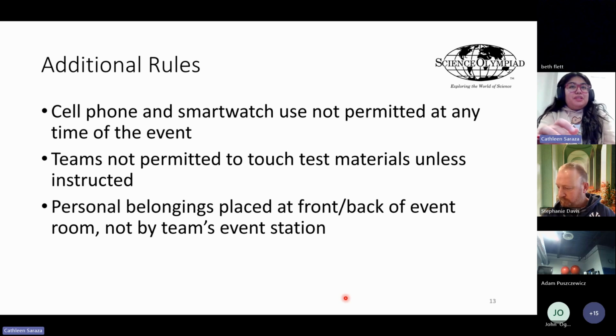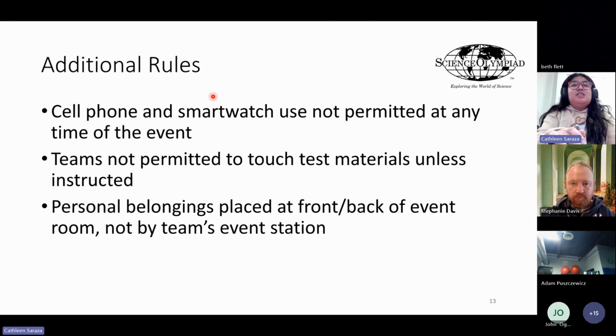There are additional rules this year that were added. So the first one is that cell phone and smartwatch use are not permitted at any time of the event. So please have your students have their cell phones on silent or vibrate. They cannot bring them out during the exam. Better yet, it's good if they leave the cell phone with you or they put it in a bag that they bring to the event. Bags can be placed at the front or back of the room. They just cannot be by the team's event station.